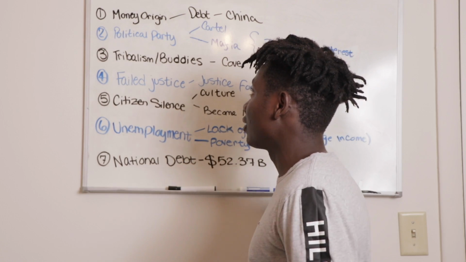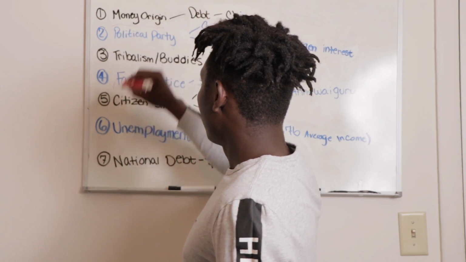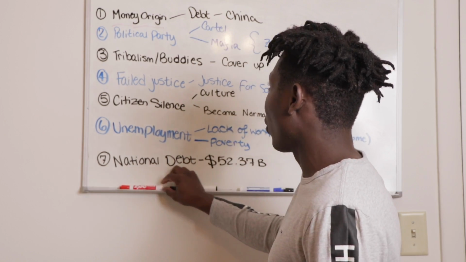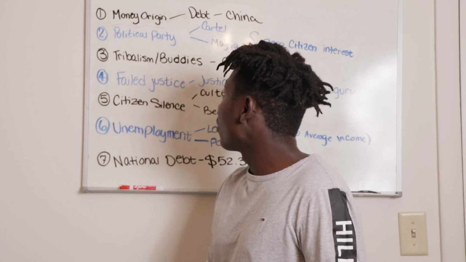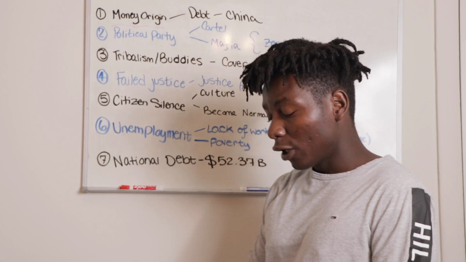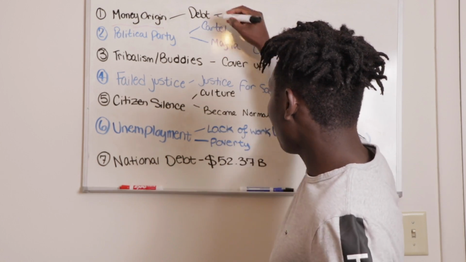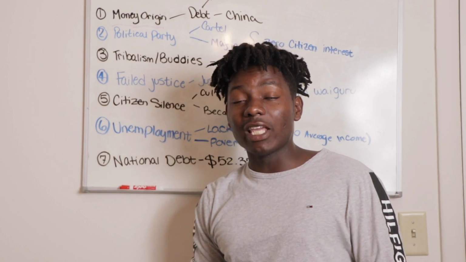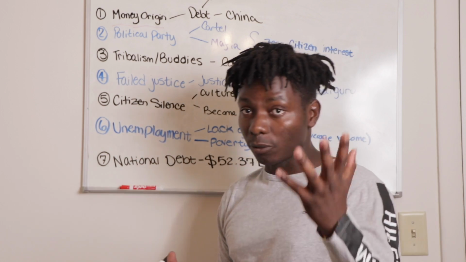So the first step is, what is the money's origin? Every day we talk about corruption, but we don't understand where all this money comes from. Most of the money comes from debt, like China's money. Right now Kenya owes almost $9 billion to China, right?